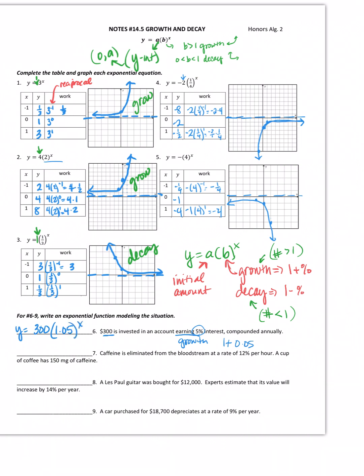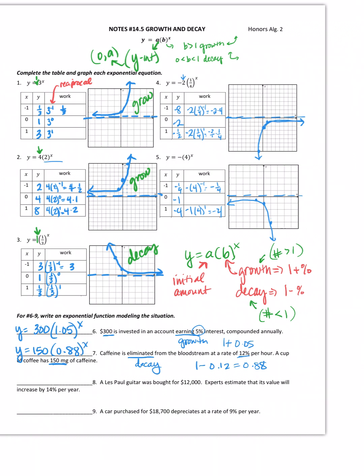Look at number 2. Caffeine is eliminated from the bloodstream at a rate of 12% per hour. A cup of coffee has 150 milligrams of caffeine. All right, here's my initial amount. Eliminated, hopefully, means you can connect that to a decay question. So it's going to be 1 minus my rate of change, which as a decimal is 0.12, so that's 0.88. So my equation will be 150 times 0.88 raised to the x power.